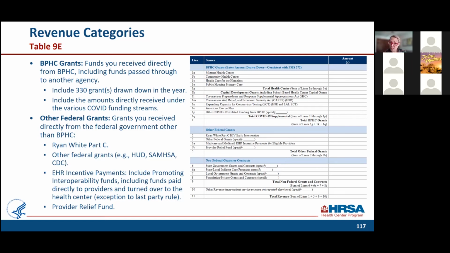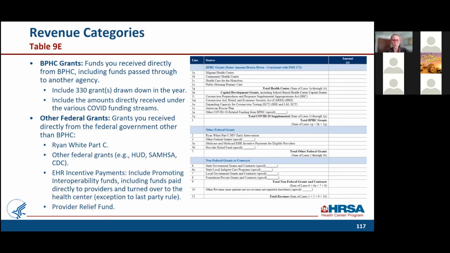Note that HRSA knows how much more they have granted to your health center, so just be sure it's reported correctly. Last year, some mismatch in the Bureau of Primary Health Care's funding selection section led to a lot of reports being sent back. We'll get into the COVID portion in a bit. Just be sure to include the funds that you receive from the Bureau of Primary Health Care accurately, as best as possible, and include those that you receive but then pass through to another agency.